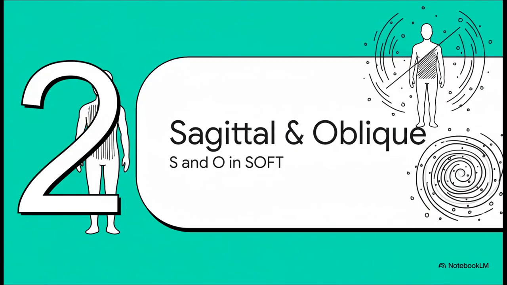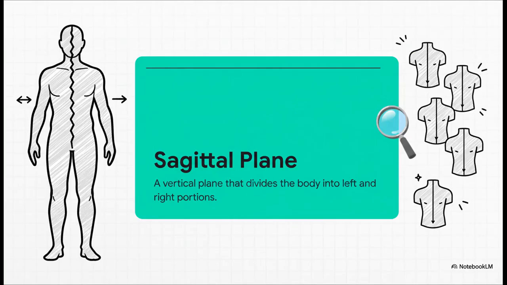All right, let's get into the first two letters of SOFT. We've got S for sagittal and O for oblique. First up, sagittal. So this is a vertical plane. Imagine it running straight down from top to bottom, and its whole job is to split the body into a left portion and a right portion.